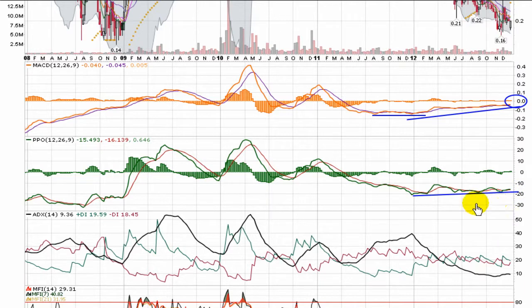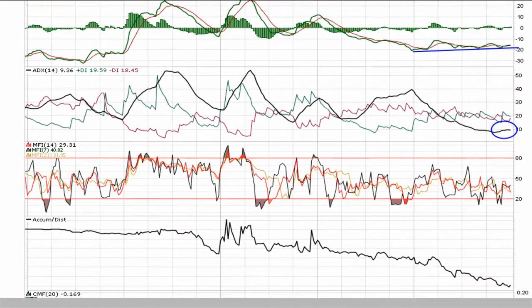PPO also flatlined basically in 2012. ADX is down very low. That just tells me that there's not a lot of strength of the direction.